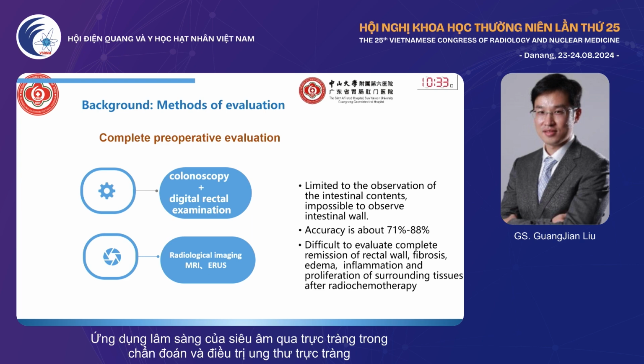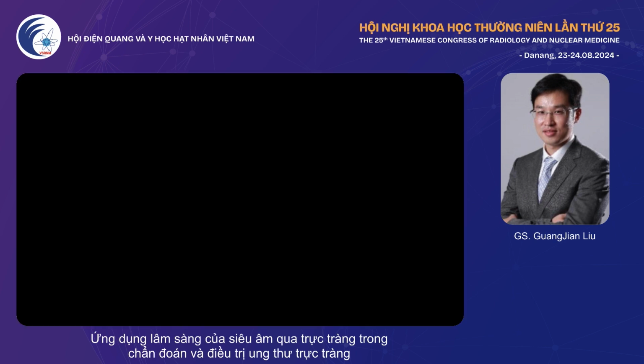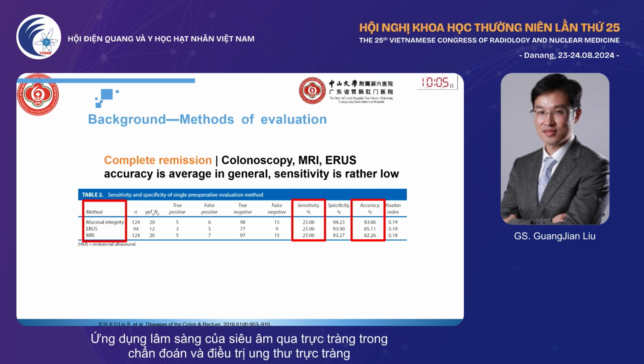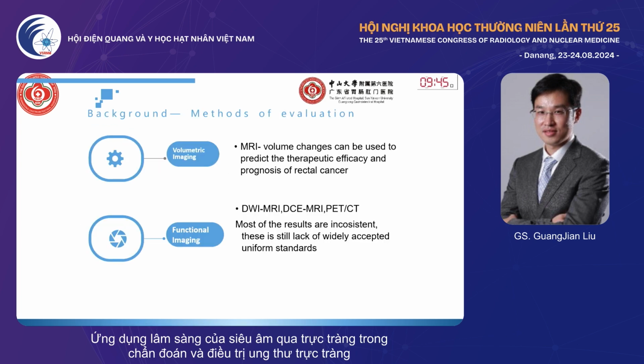After the NCRT treatment, we have to re-evaluate the tumor before operation. Usually, we perform colonoscopy and digital rectal examination. In this way, we can only see the surface, the mucosa of the tumor. We also need to use radiology imaging, including MRI and ERUS, to evaluate the whole layer of the tumor. But unfortunately, none of the methods gives us very high sensitivity to detect the complete response. As we can see here, no matter MRI or ERUS, we can only detect one-fourth of the cases with complete response.